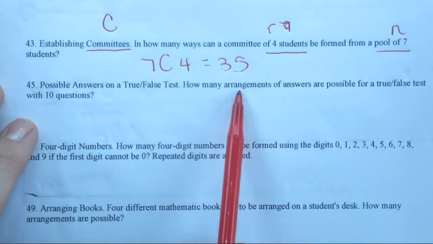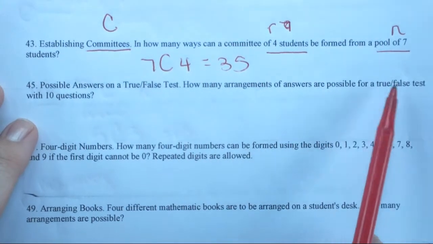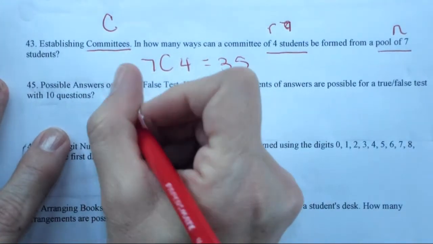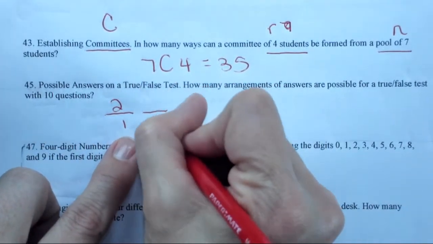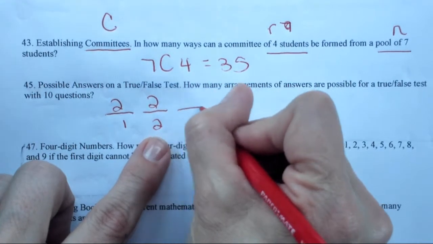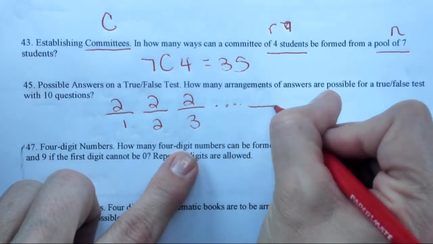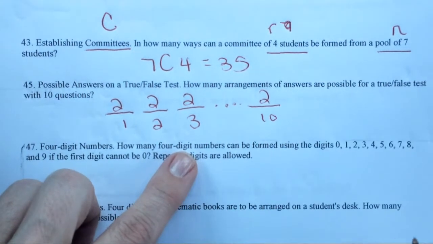All right, let's go look at 45. How many arrangements of answers are possible for a true-false test with 10 questions? Okay, so question number 1, there's 2 possibilities. Question number 2, there's 2 possibilities. Question number 3, there's 2 possibilities. And this is going to go on and on until I get to question number 10, which is still going to have 2 possibilities.